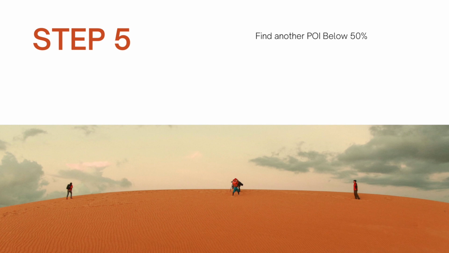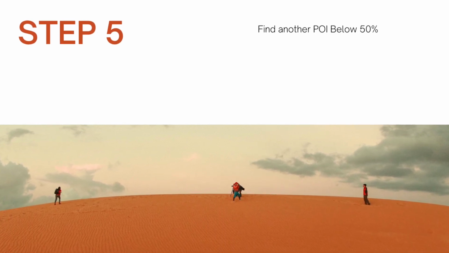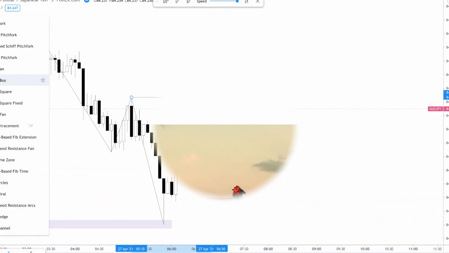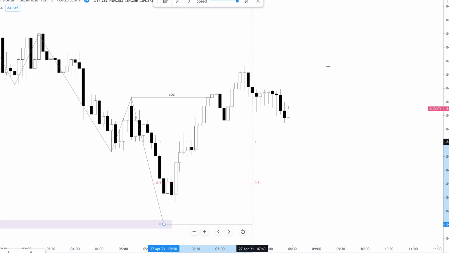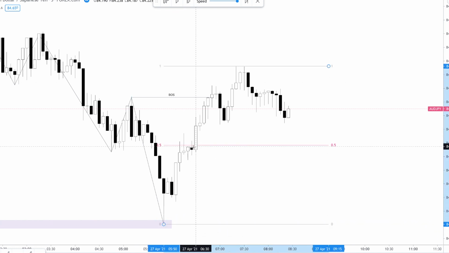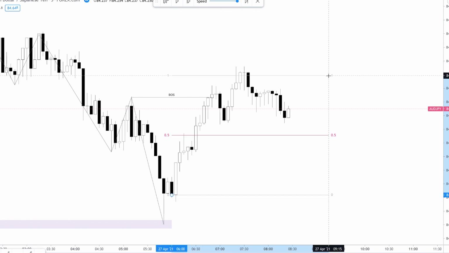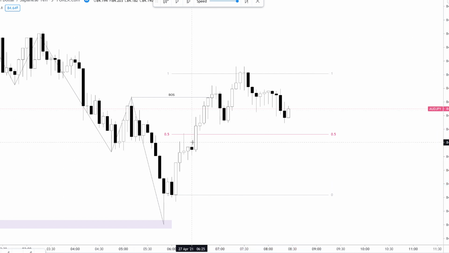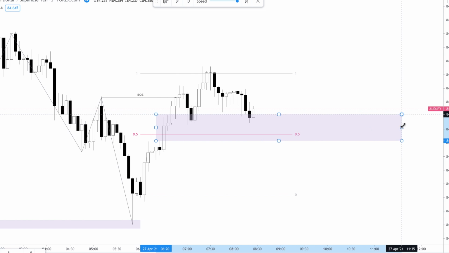Step 5 is to find another point of interest below 50%. So let me get my box or a fib from here to here. Here's my 50%, which lines up with this gap. You can measure from wick, you can measure from body, it doesn't really matter. It's generally the same area, right? This area right here. So okay, let me mark this up as another imbalance.